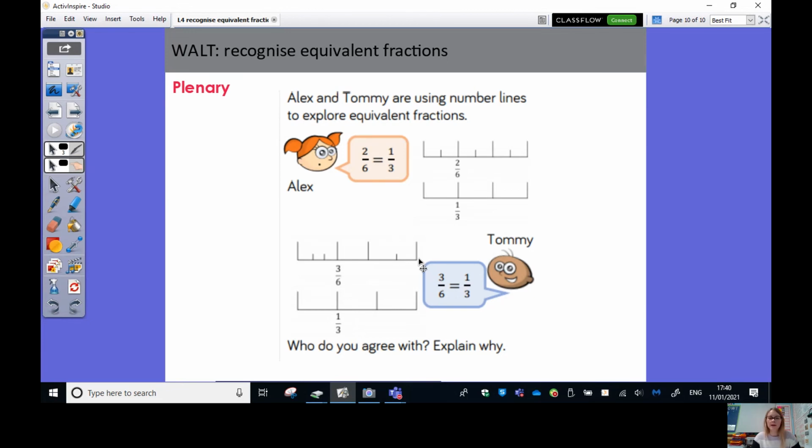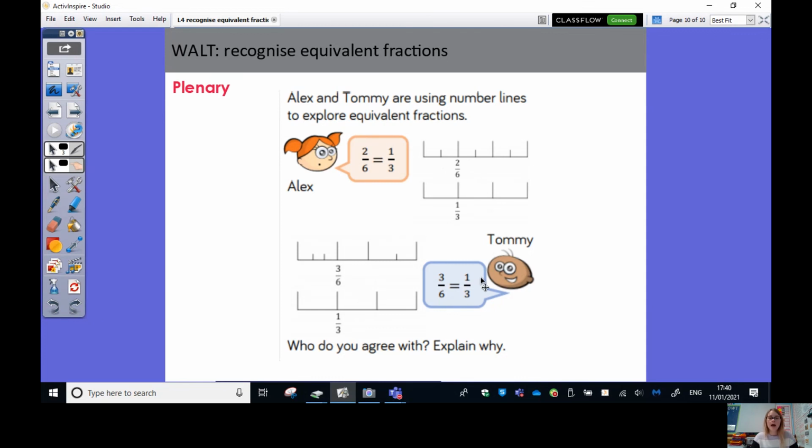Okay, so hopefully you've had a think about that. Now, I agree with Alex, because Alex says that 2/6 is equal to 1/3, and I can see that she has started the number line off at the same point. She's split the top one into 6, so 1, 2, 3, 4, 5, 6. It's 6 equal parts, and the bottom into 1, 2, 3 equal parts. So the number lines are the same length, and she split them into equal parts representing the denominator. So I know that they are equal.